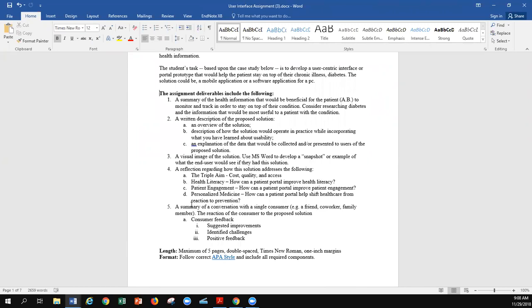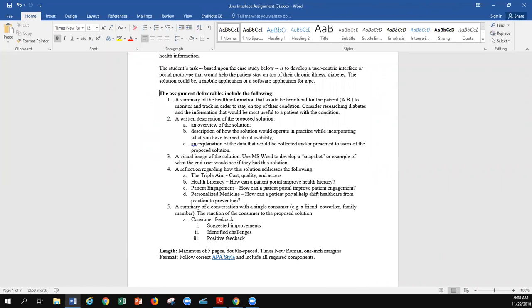And then lastly, personalized medicine. How can a patient portal help shift healthcare from reaction to prevention? I think the diabetes numbers continue to go up in the US. And so instead of being more reactive, how can we get individuals to start looking at preventing diabetes from happening in the first place, right?